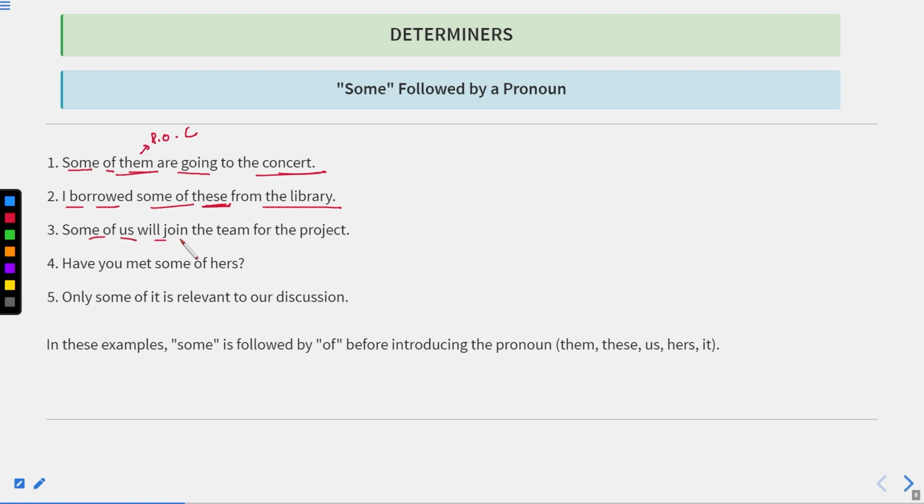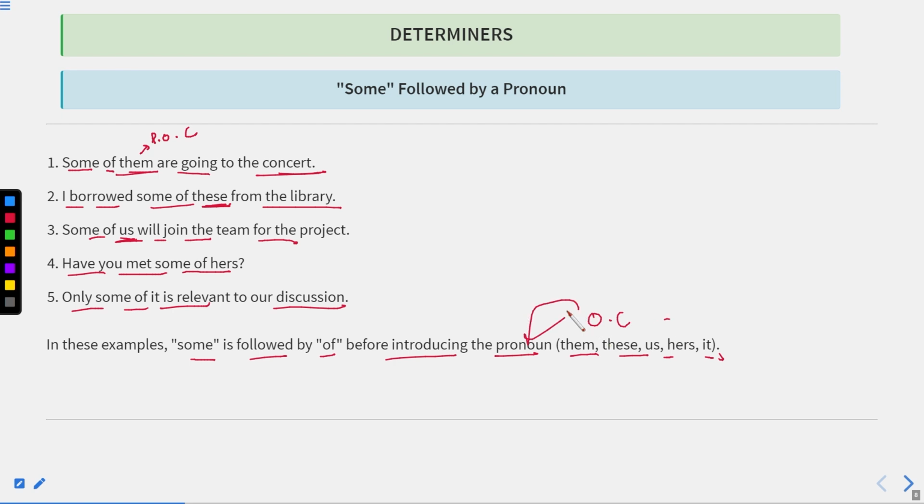Some of us will join the team for the project. So some of us is the objective case of we. Have you met some of hers? Only some of it is relevant to our discussion. Some of it means a little part of it. In these examples, some is followed by of before introducing the pronoun, that is them, these, us, hers, or it. So all these are objective case of pronouns.